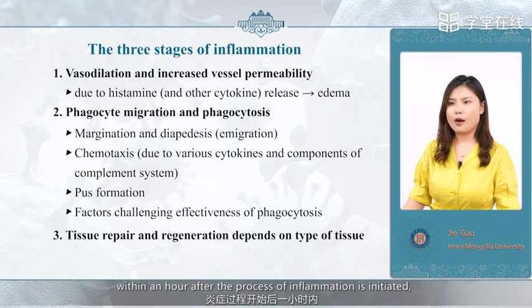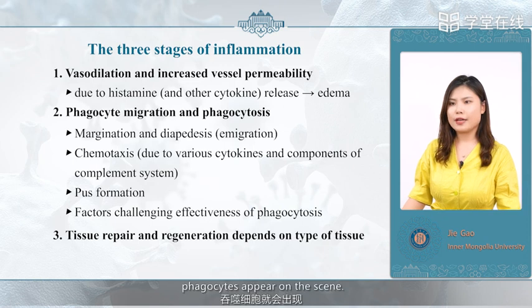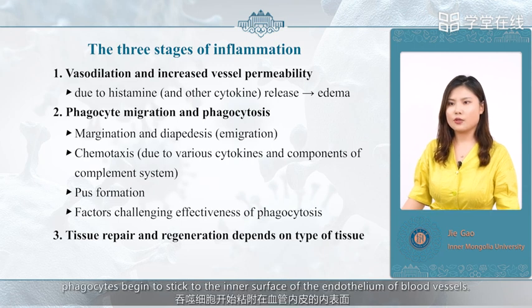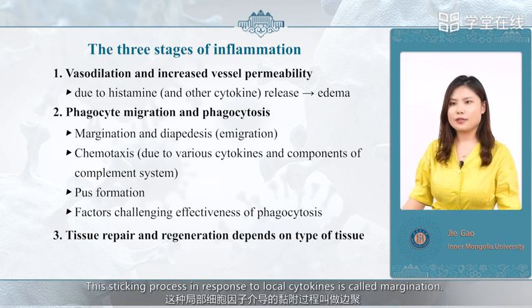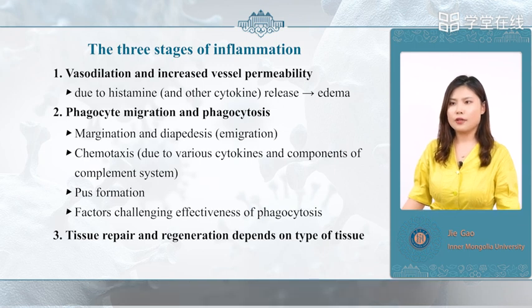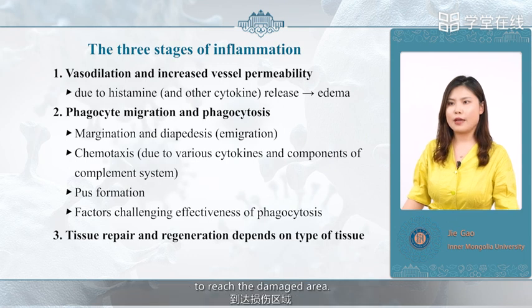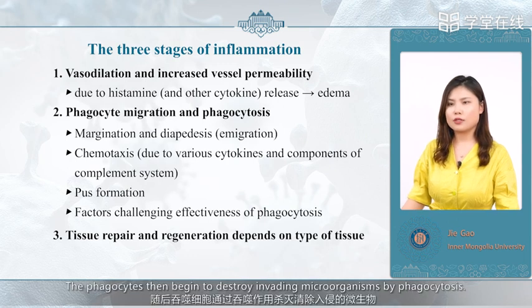Generally within an hour after the process of inflammation is initiated, phagocytes appear on the scene. As the flow of blood gradually decreases, phagocytes begin to stick to the inner surface of the endothelium of blood vessels. This sticking process in response to local cytokines is called margination. Then the collected phagocytes begin to squeeze between the endothelial cells of the blood vessel to reach the damaged area. The phagocytes then begin to destroy invading microorganisms by phagocytosis.